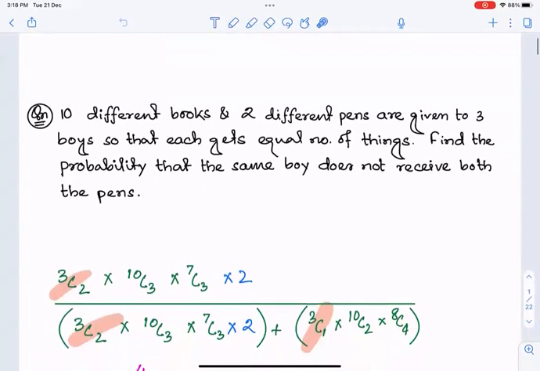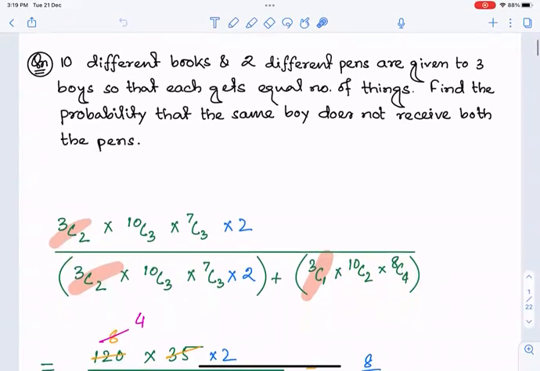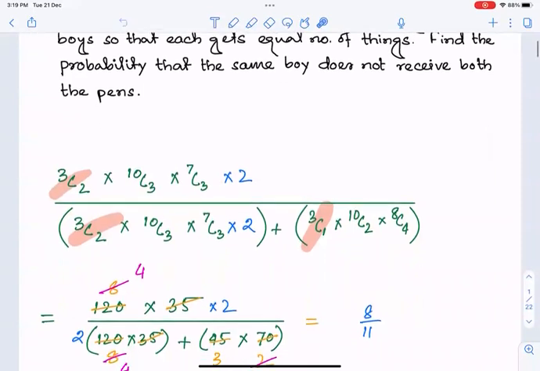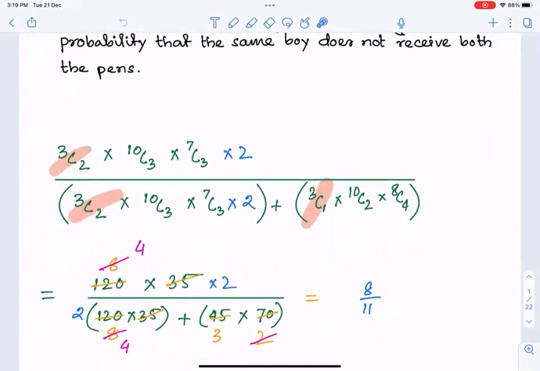And we are dividing this by a denominator where this section is common. Along with that, the other possibility is both pens being given to the same boy. In that case, that boy is supposed to receive 2 more books from the 10 books, which we can decide in 10C2 ways. Whereas from the remaining 8 books, we can select 4 for one of the boys, and the other 4 will be left for the last one. And hence, if we simplify this total data, it reduces to 8 by 11.